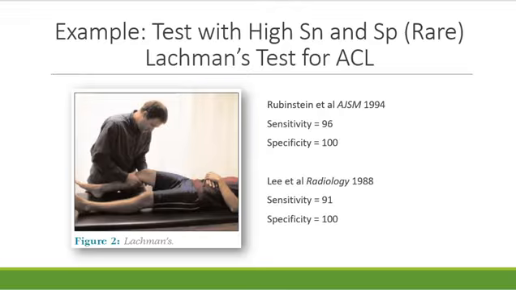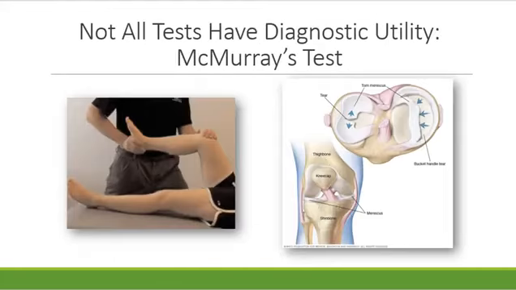So going back to the Lachman test, that was one I said was really good for orthopedic special tests. Rubenstein, a doctor who recently retired from the Portland area, published in the American Journal of Sports Medicine, looking at the Lachman, a sensitivity of 96% and a specificity of 100%. That's really good. Lee et al. found some similar data, sensitivity 91% and specificity 100%. Again, the Lachman test is great for the ACL.